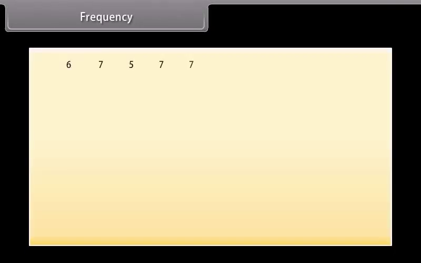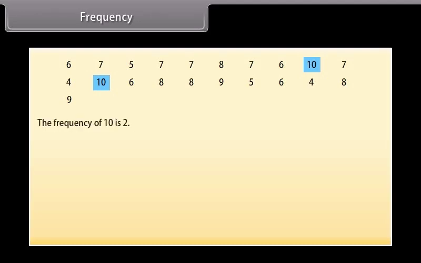Frequency. Look at these numbers now. These are the marks obtained by 20 students in subject science. The highest number scored here is 10. We can see that 2 students have scored 10 marks. So the frequency of 10 is 2.